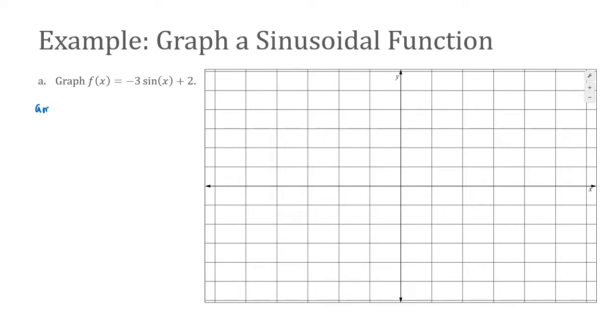So let's see here. The amplitude is going to equal the absolute value of this number on the outside of the function. So the absolute value of -3, which is 3. Now, because that negative is there, it doesn't affect the amplitude, but what it does affect is the fact that there will be a horizontal reflection. So we want to remember that. And that's why we're writing it down.